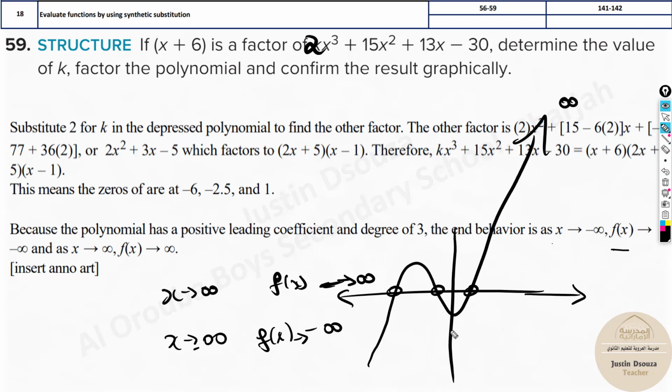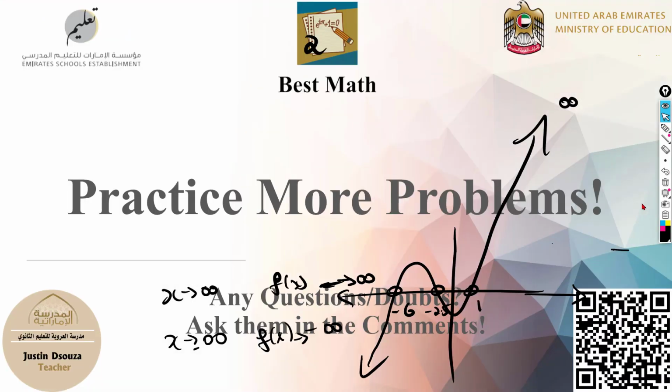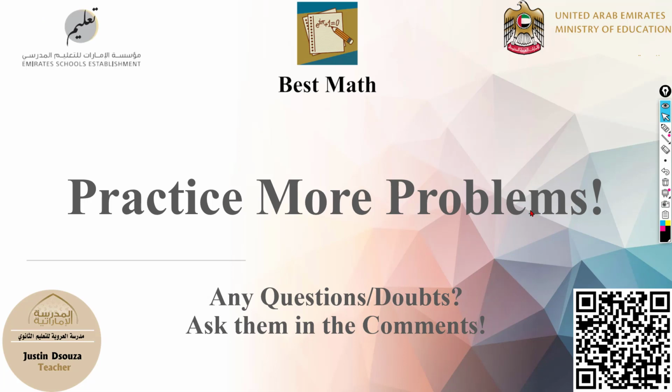Let me draw some line over here. This must be minus 6, minus 2.5, and lastly 1. Okay, these are the solutions. Just draw some cubic graph, positive. So right side goes up, left side goes down. That's it. You can write the end behavior then. So that's it. Please make sure you understand the reasoning problems well. Understand the question, reason it thoroughly, and then try to solve the problem.